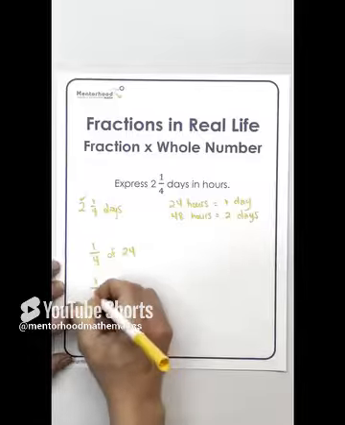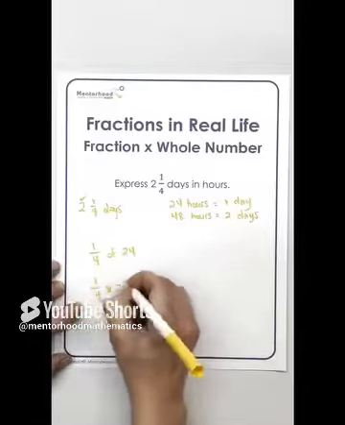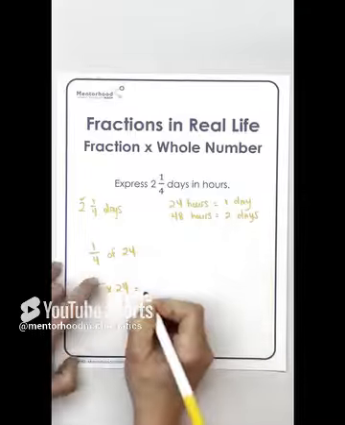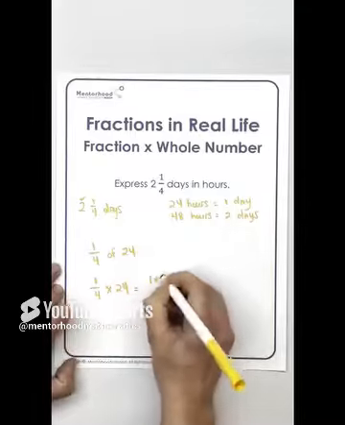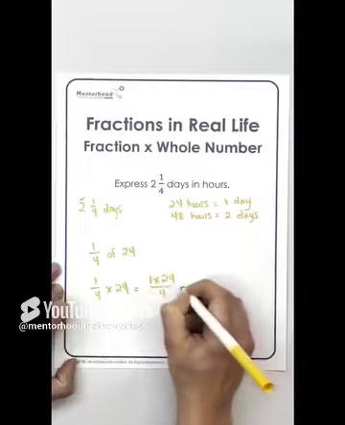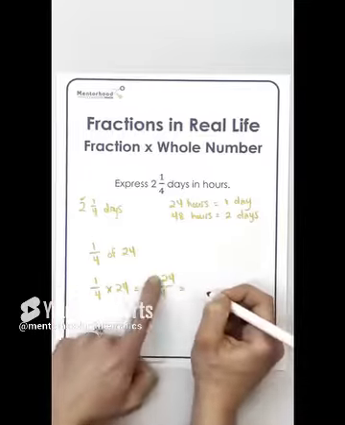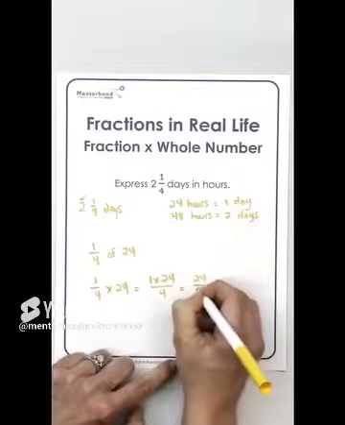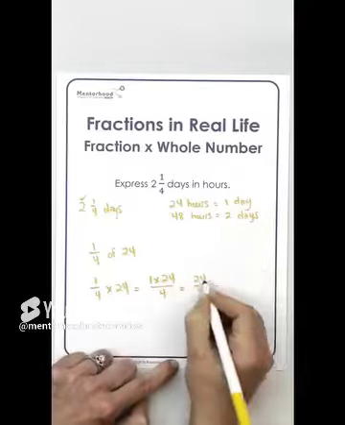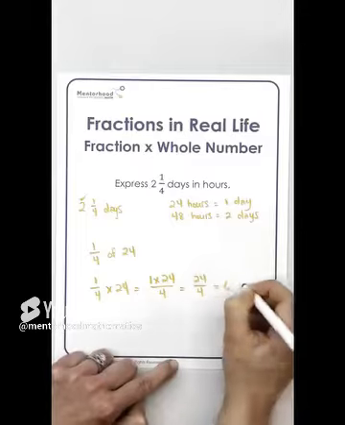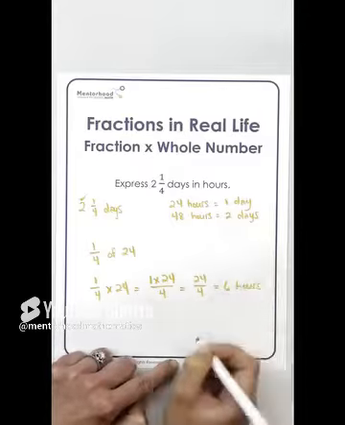I can do 1/4 times 24, which I'm going to multiply this by the top. So 1 times 24/4. So all I do is I bring that to the top of the fraction. I'm going to multiply those together and leave the bottom alone. So 1 times 24 is simply 24/4. And what is 24 divided by 4? 6. So 6 hours is 1/4 of a day.